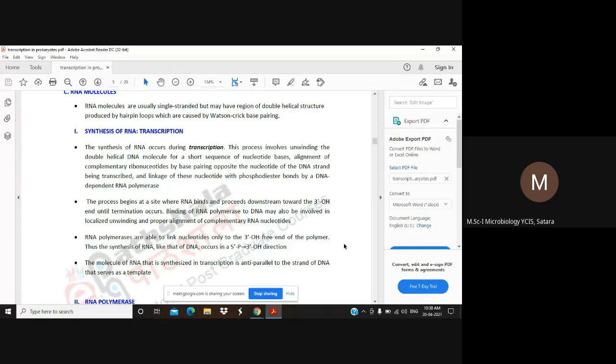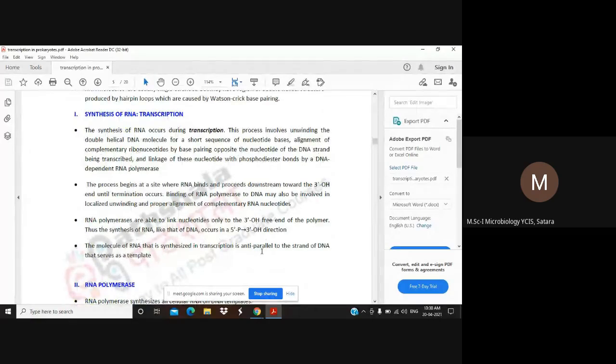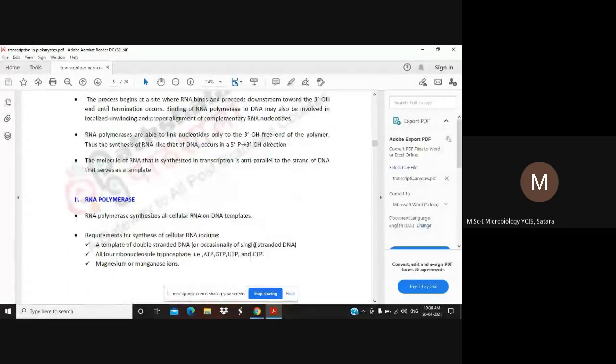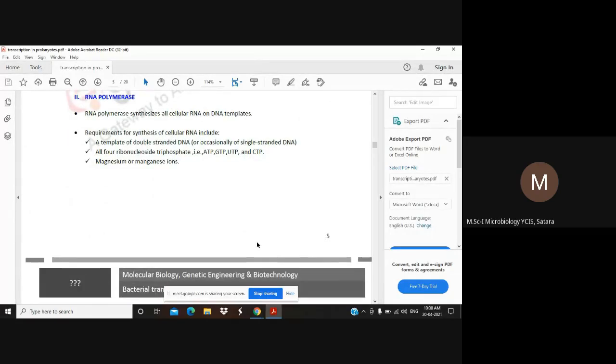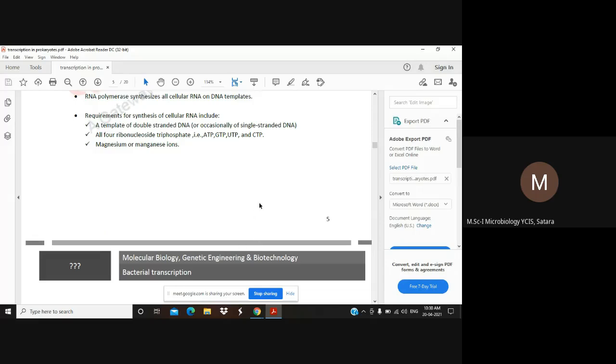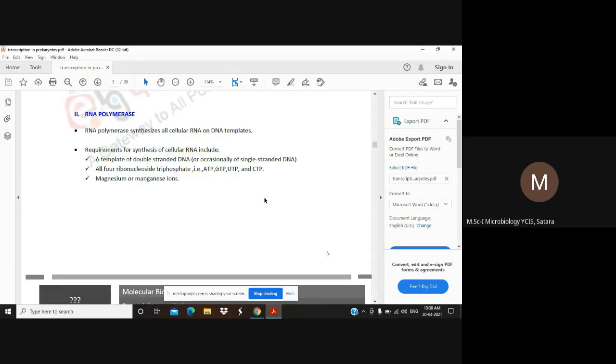In this way, there is a chain of nucleotides, that is, a polynucleotide is formed. And the direction of synthesis is 5 prime to 3 prime. That is, the 3 prime end is the growing end. Then about the RNA polymerase enzyme, which are the requirements of RNA synthesis. The first and important requirement is the template molecule, that is nothing but the DNA molecule. And it is double stranded.